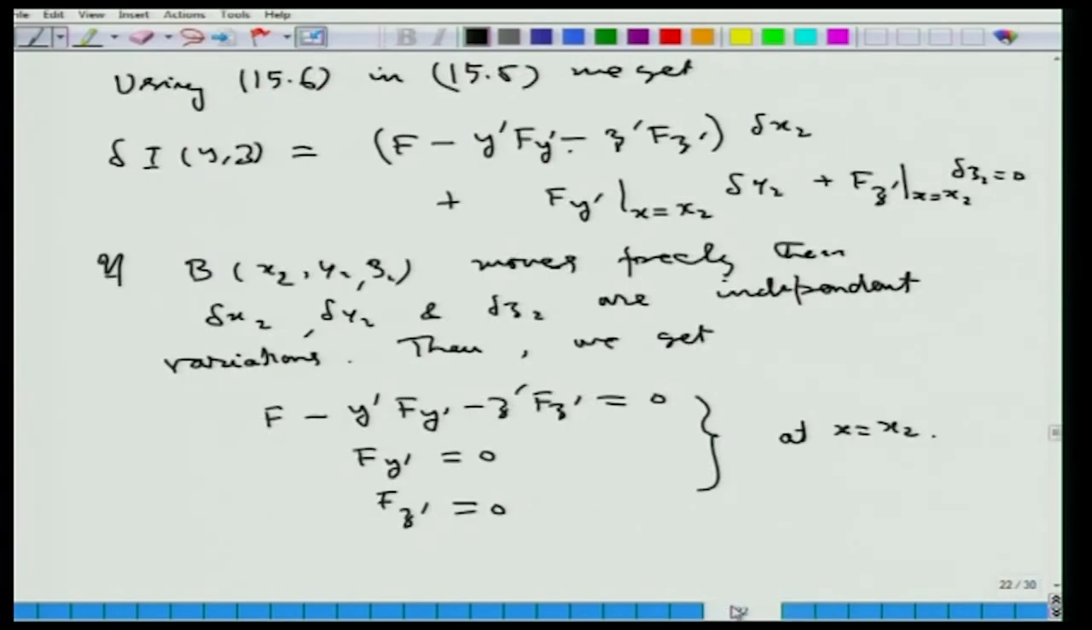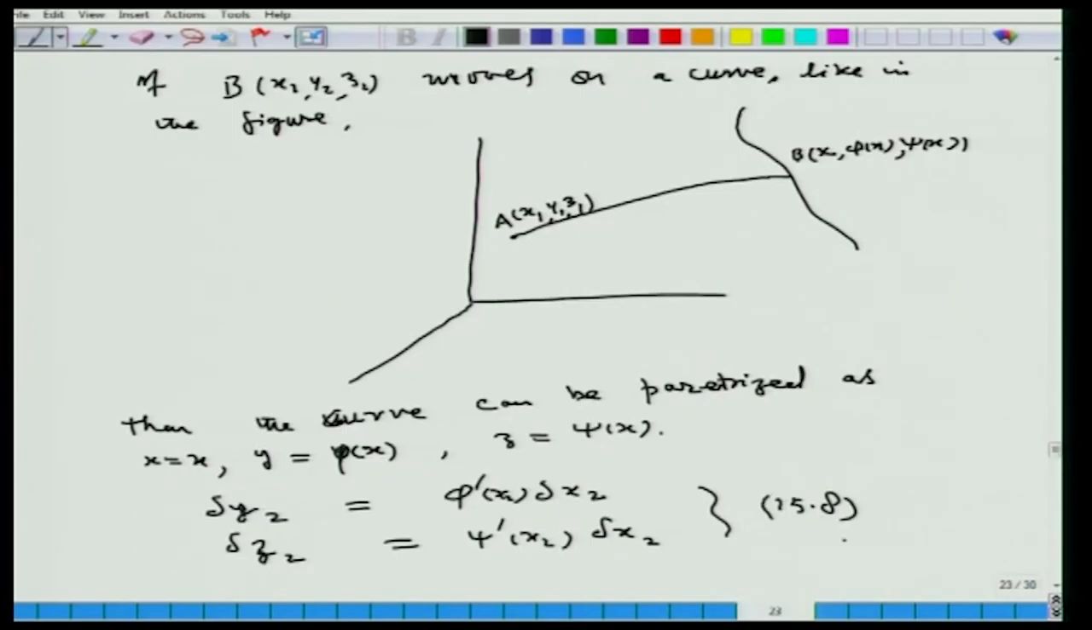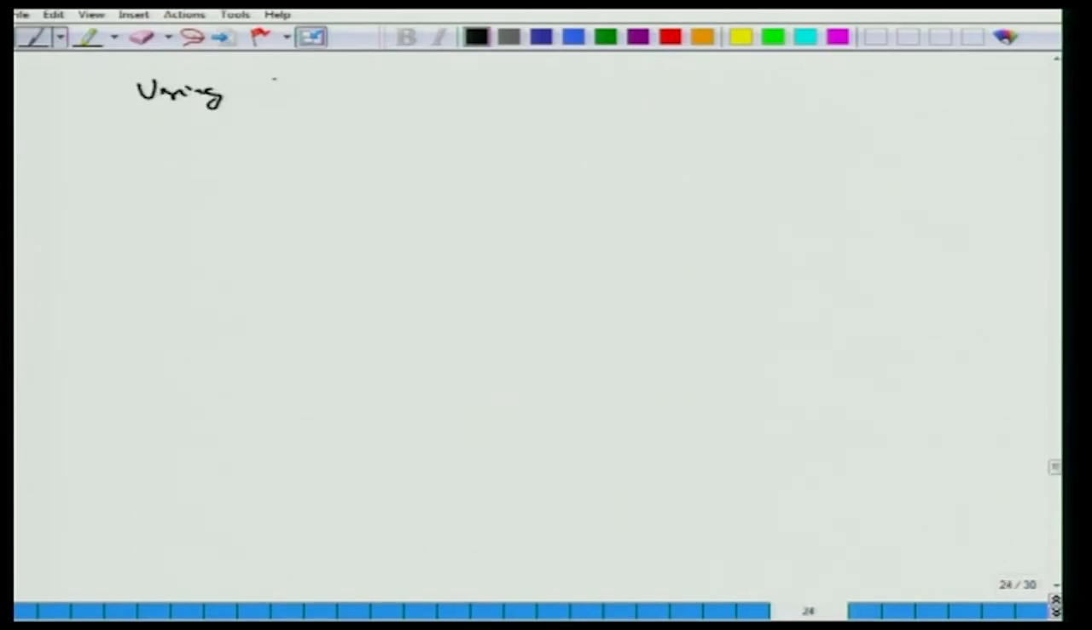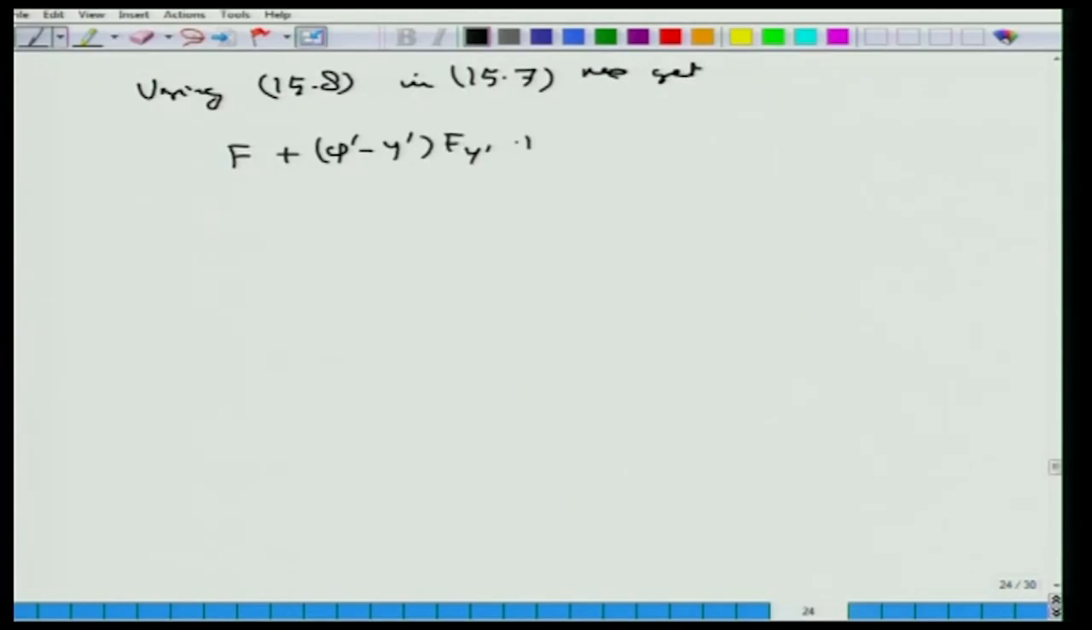Using this in this, let us say this is 15.7, so using 15.8 in 15.7 we get F minus y prime F y prime plus psi prime minus z prime of F z prime times delta x 2 equal to 0. So, that is what we will get here.